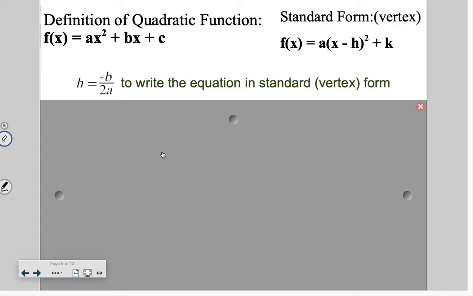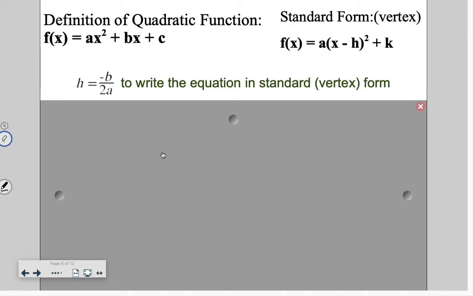Just for this part. We'll talk about vertex form in a second. Vertex form, you've already got it. It'll be right there in the equation. But if you're in standard form and you need to find the vertex, you can't just look at the equation. You have to take the opposite of b and divide it by 2a.